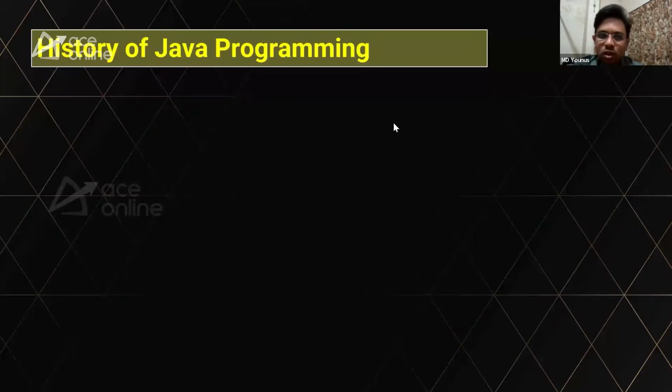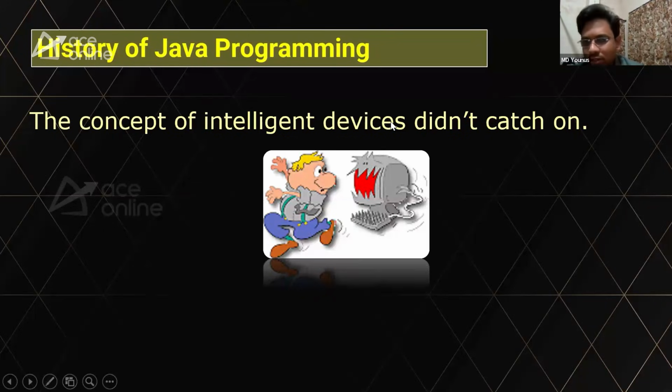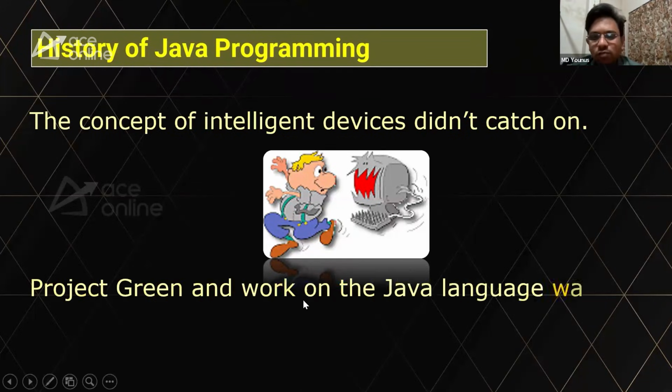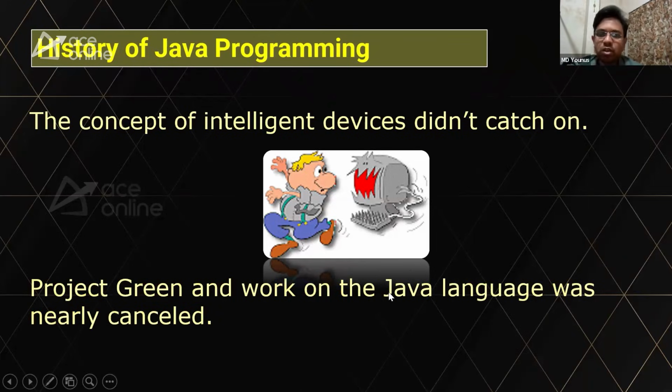The problem was the concept of intelligent devices was not catching on. So Project Green and work on the Java language was nearly cancelled, because at that time, making these intelligent devices and embedding the software into them was not working out. Project Green was about to be cancelled because they had funded a lot of money on this, and they wanted to close this project.